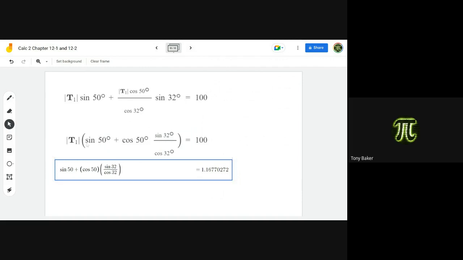So now what do I do to get the T1 by itself? I'm just dividing 100 by that. So T1 equals 85.64.